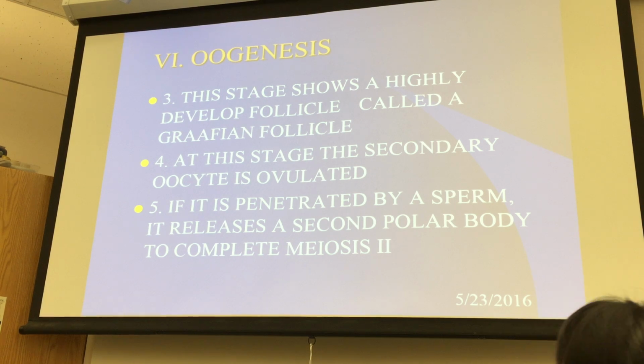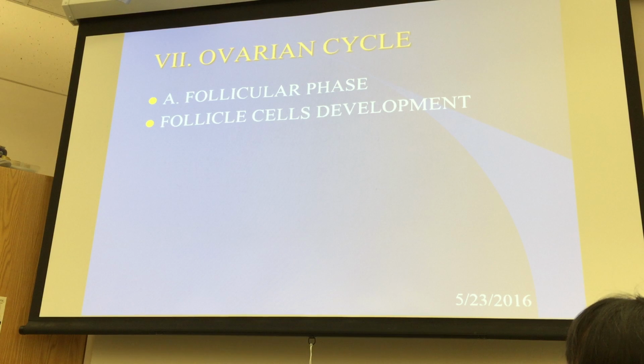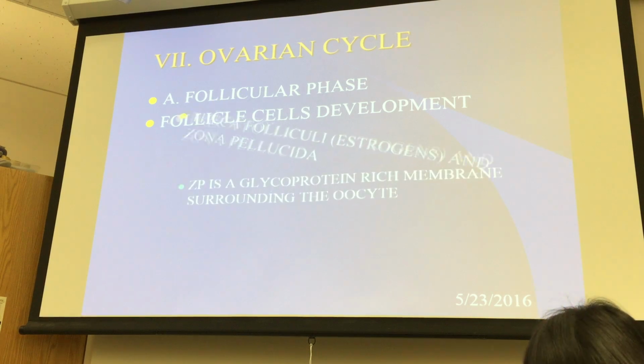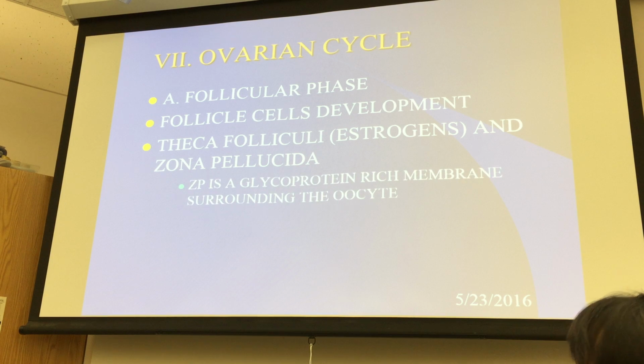If it's penetrated by a sperm, it releases another polar body, and we complete meiosis II. You have all this in your notes, so I can kind of buzz through it. This is really important. The follicular phase, follicle cells develop. It's mainly under the control of estrogen levels.